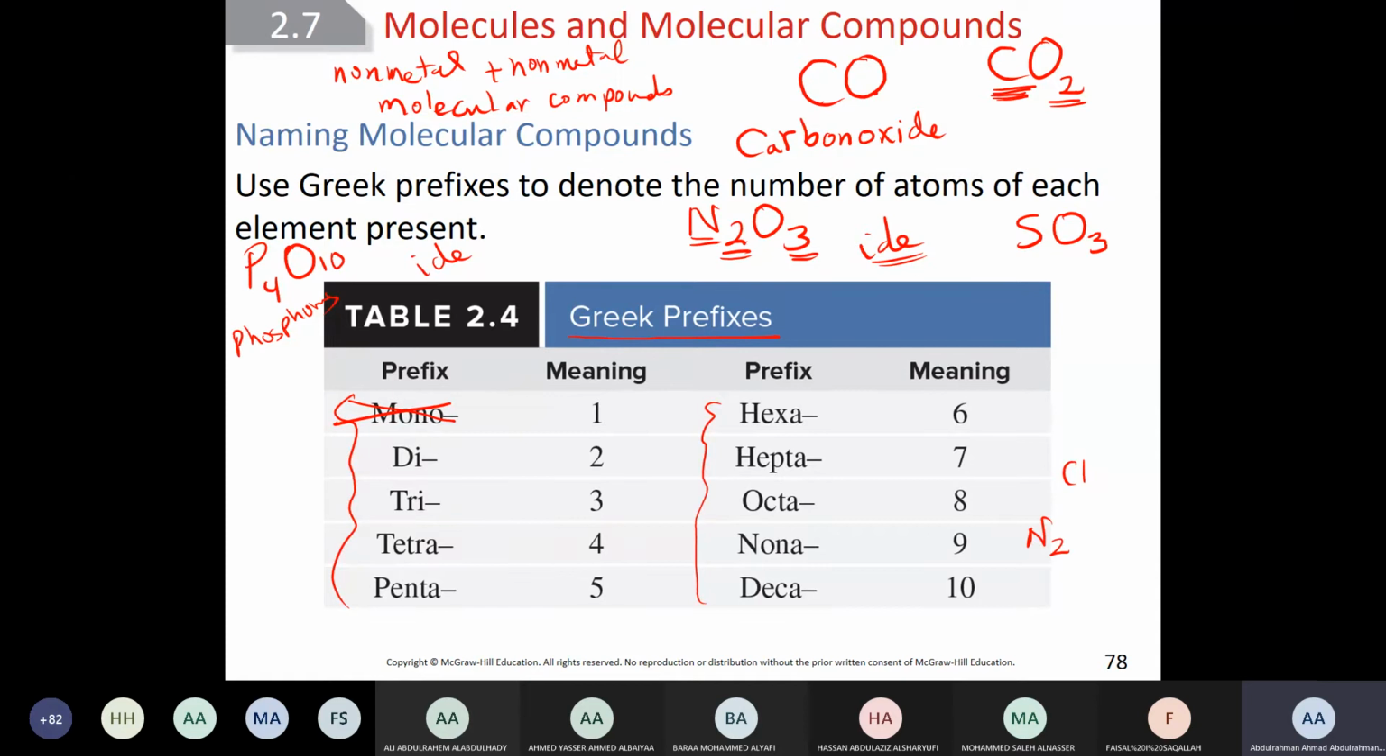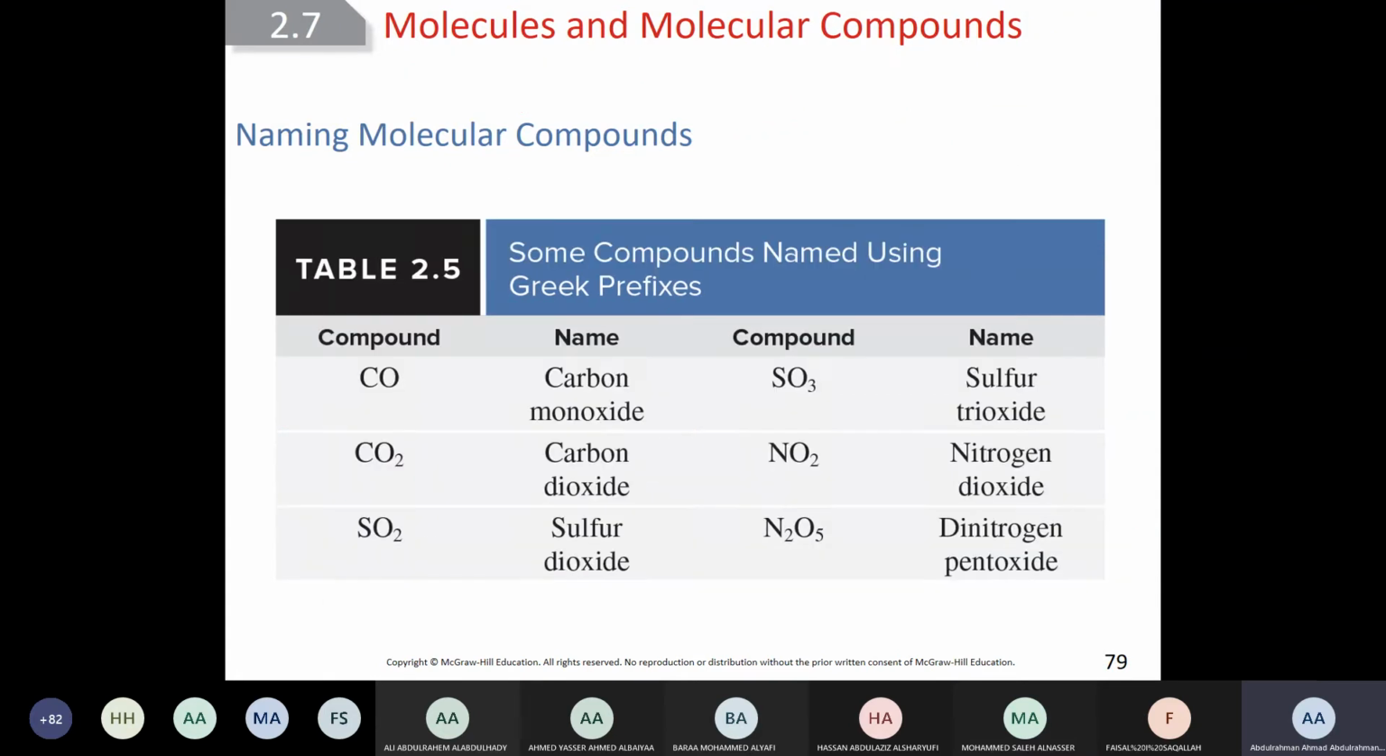N2O5. How about this name? What's the name? Nitrogen pentoxide. Is this clear? So you keep the first one as is, nitrogen. You don't say nitride, you say nitrogen. And then pentoxide. Is this clear? Don't I say dinitrogen? What's the name of the first one?